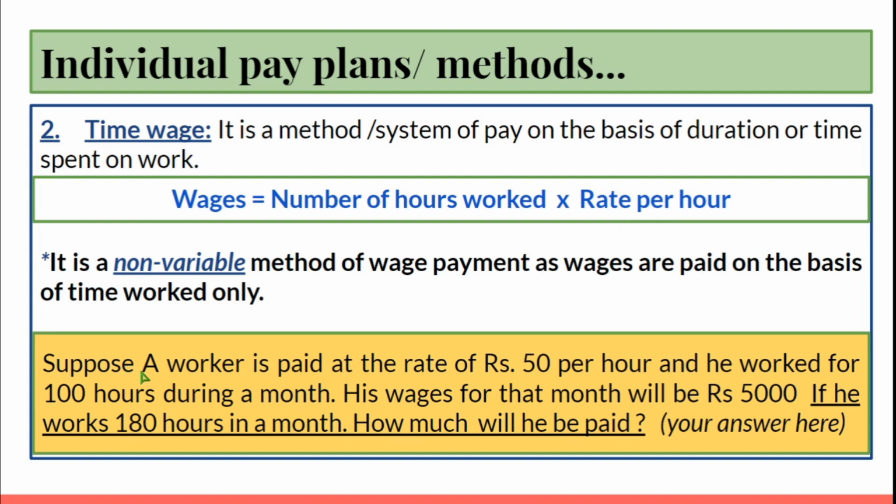Suppose a worker is paid at a rate of rupees 50 per hour and he worked for 100 hours during a month. His wages for the month will be rupees 5,000. If he works 180 hours in a month, how much will he be paid? You can have your answer in the description box.